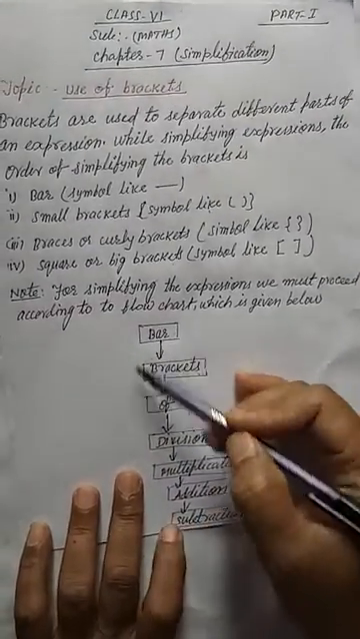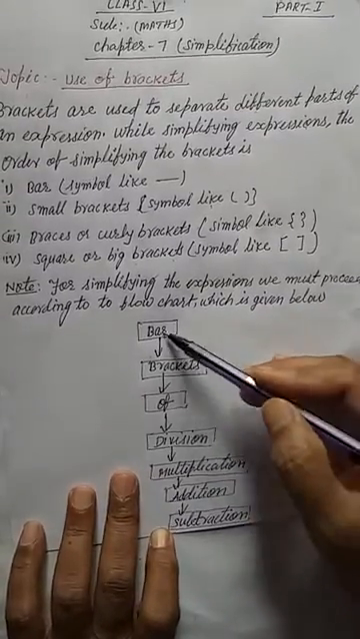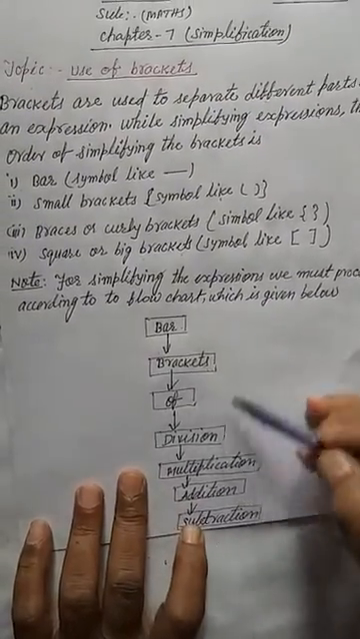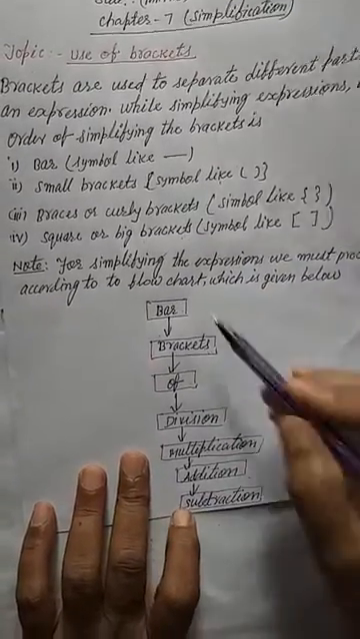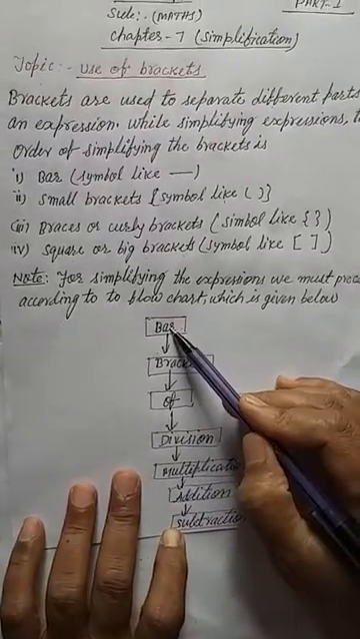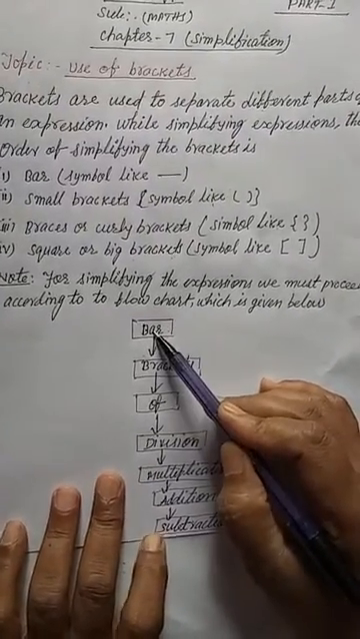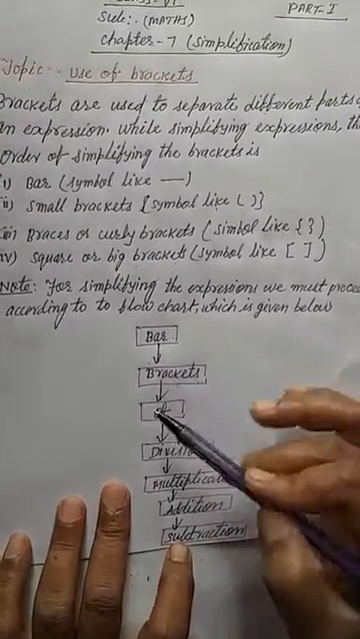given below. So this flow chart is very useful for you. If you keep it in mind, you can use it at the time of doing the questions or exercises. Now let us see the flow chart. Here is bar. Suppose bar is given in the question, then first of all we have to remove the bar.